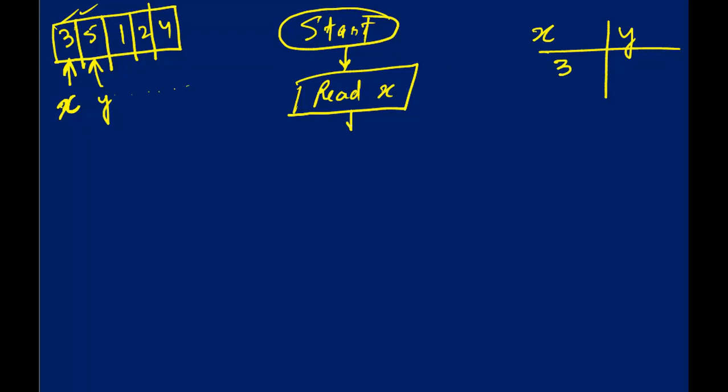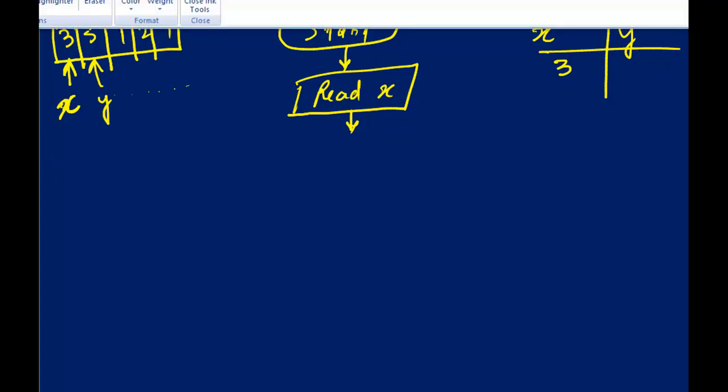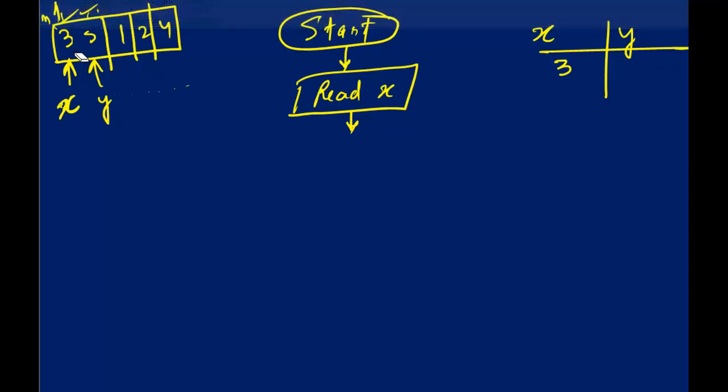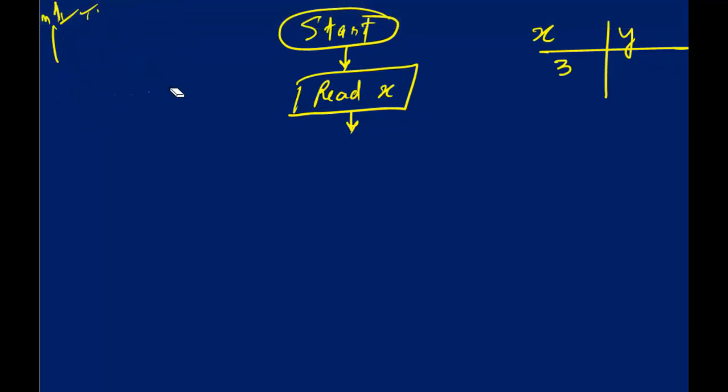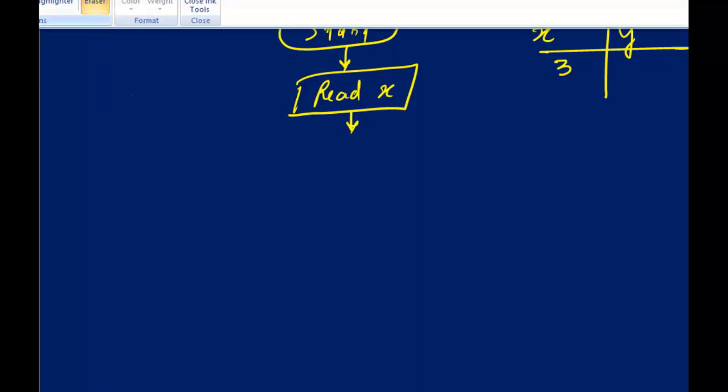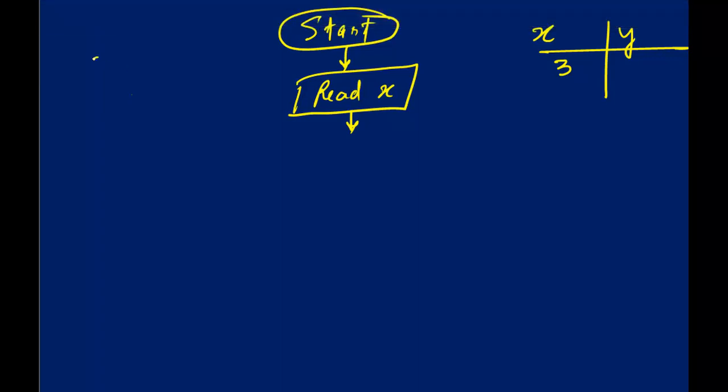Now I will declare some variable that will be my serial number for x, y: first number, second number, third number. So when I am reading x, I will assign 1 to n. Suppose that will be n. Okay, it will be like this. Suppose I will erase it here. It will be like this. It was 3, 5, 1, 2, and 4.